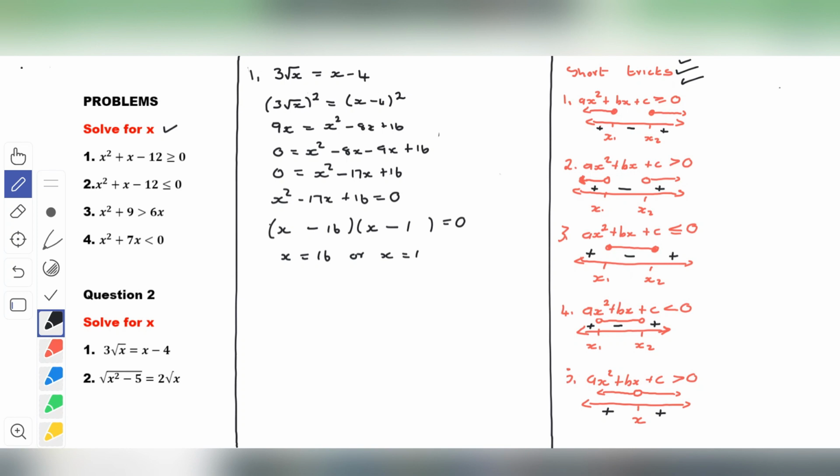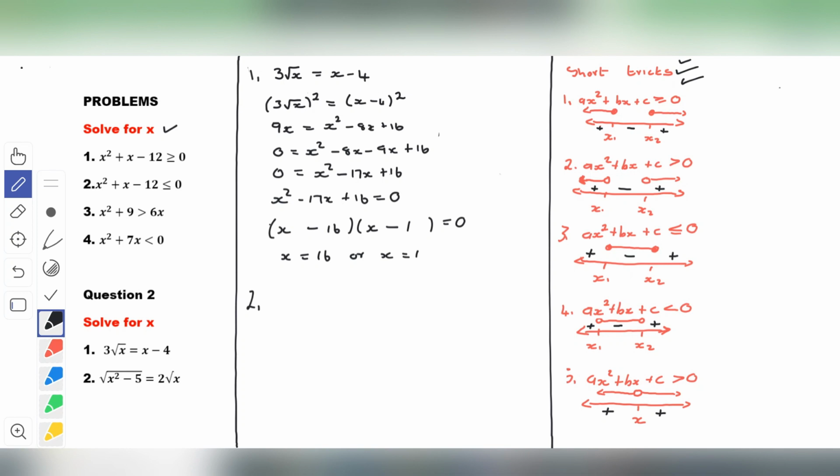And also for question 2, we can see that we are given a square root, right? So how are you going to answer this question? I'll leave this question for you to solve. Because you have a square root, you need to arrange these terms accordingly, and then square both sides. Because you have the square root of x squared minus 5 is equal to 2 times the square root of x, we can just square both sides here to remove the square root, and you'll be left with x squared minus 5 is equal to 4x, right?